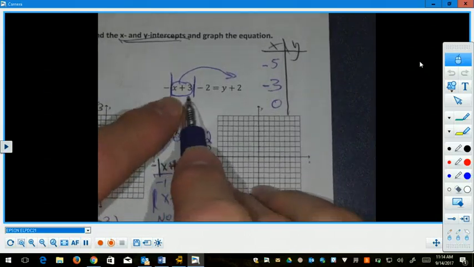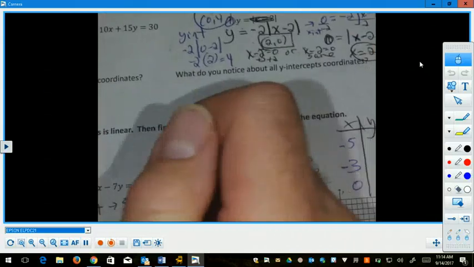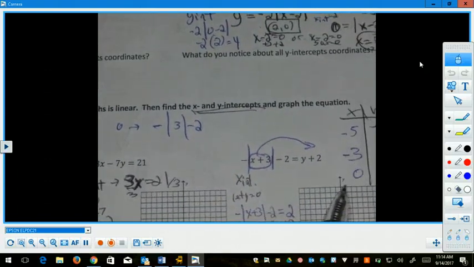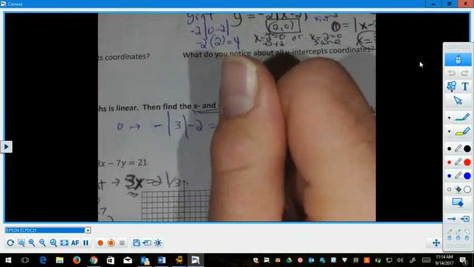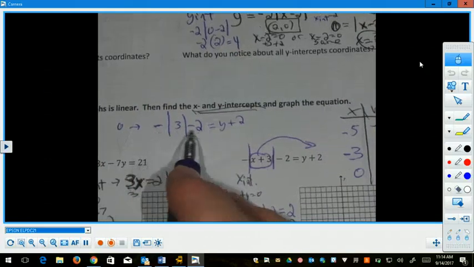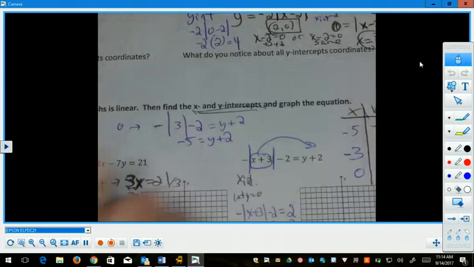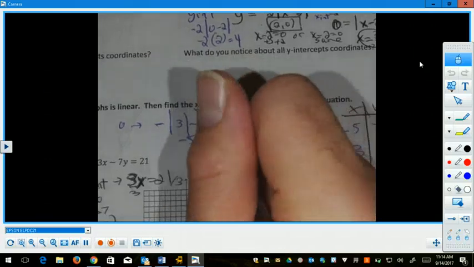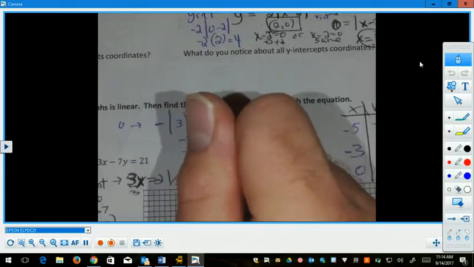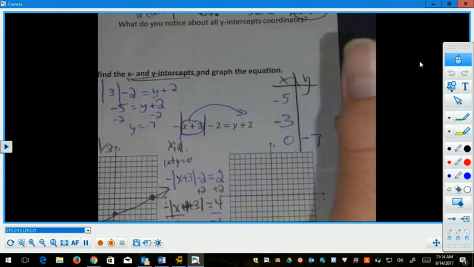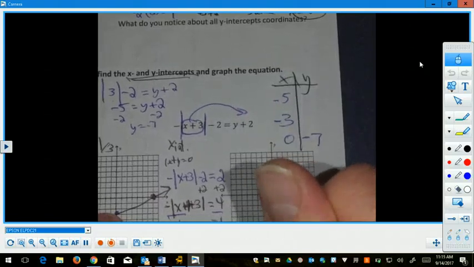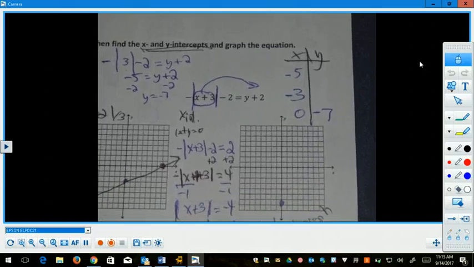If I plug 0 in, I've got the absolute value of 3. I'm going to show the work up here. I have negative absolute value of 3 minus 2, this is one for when I'm plugging 0 in, equals y plus 2. So that's going to be 3. Take the negative. That's -5 equals y plus 2. If you want, you could solve for y first. That might make it easier. I'm going to subtract 2. I get y equals -7. So when x is 0, y is -7. That's actually our y-intercept, which is one of the things we were asked to find. So I was able to find that and plot it.